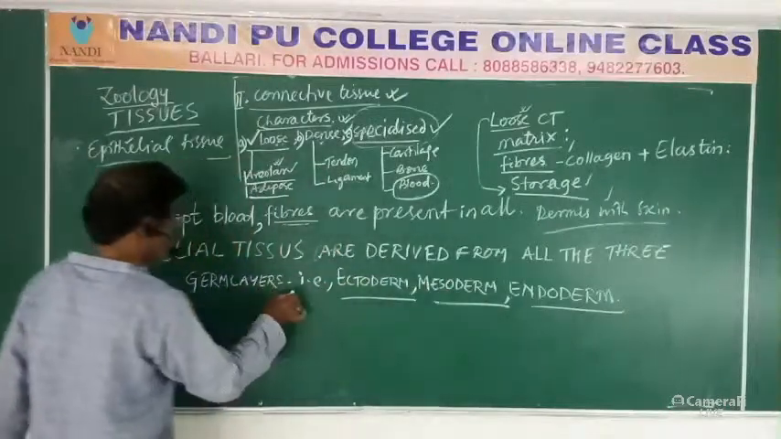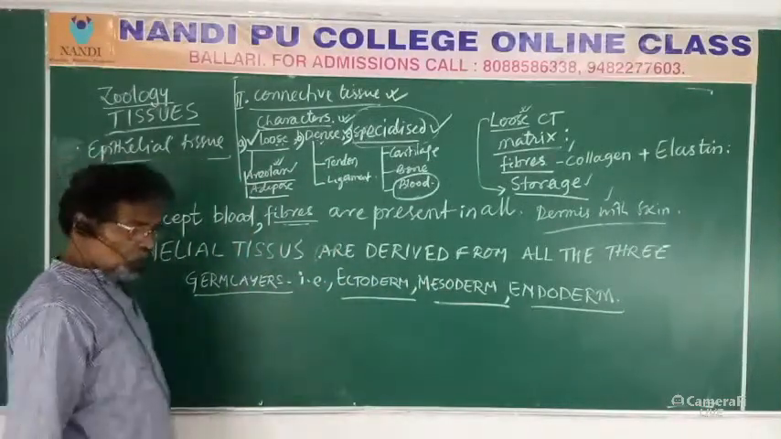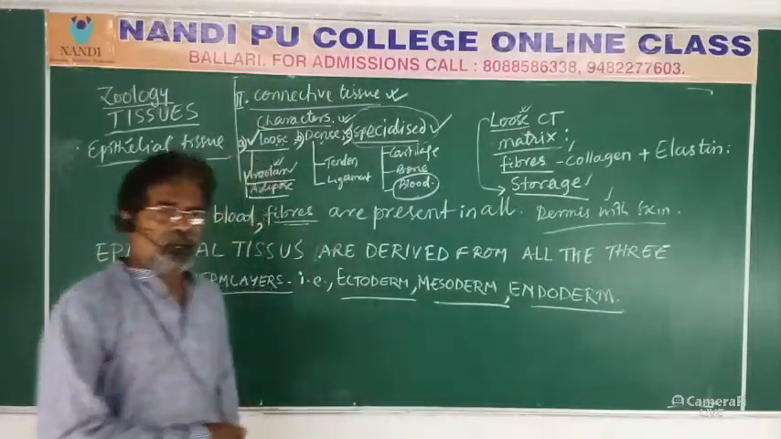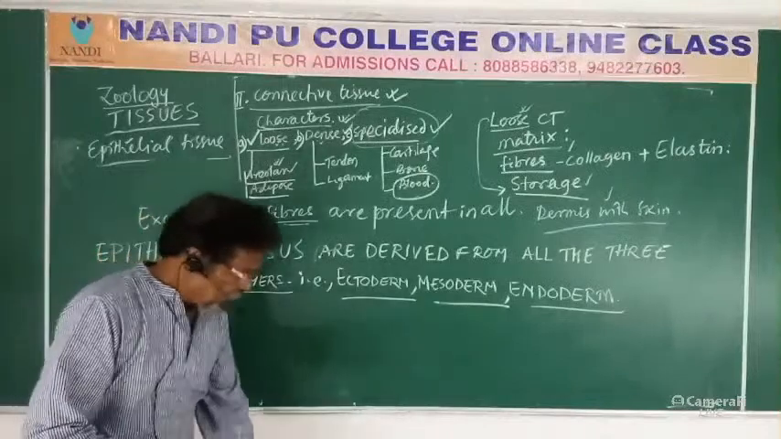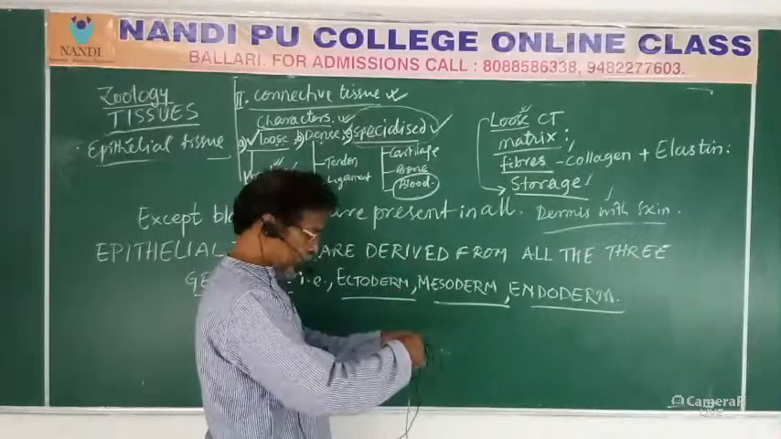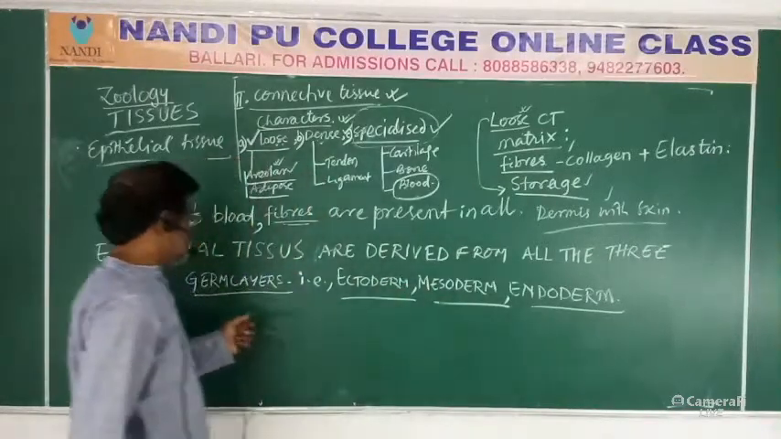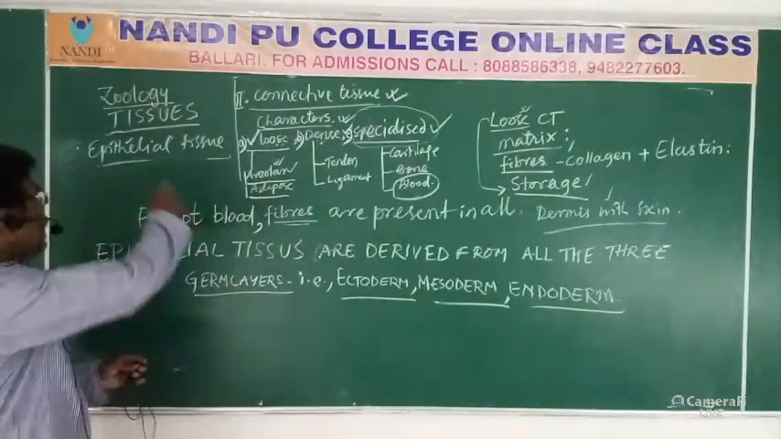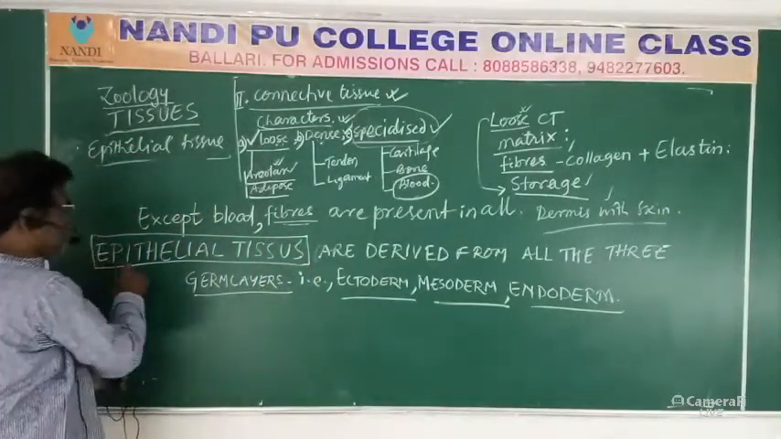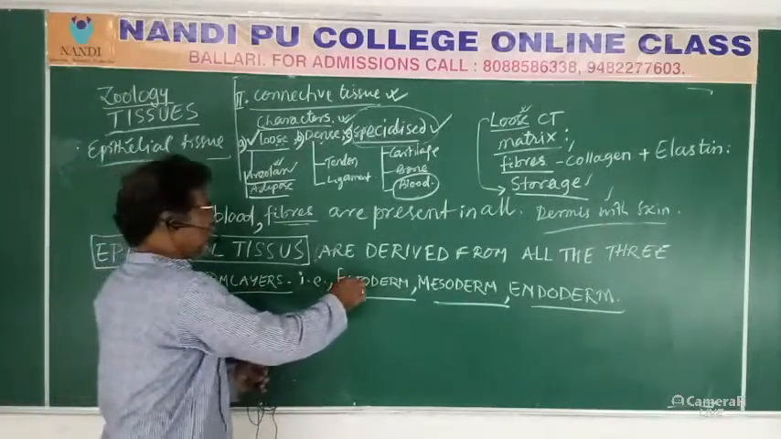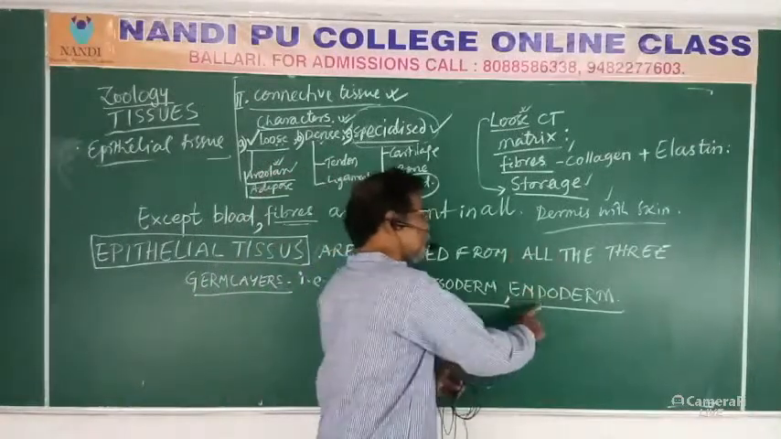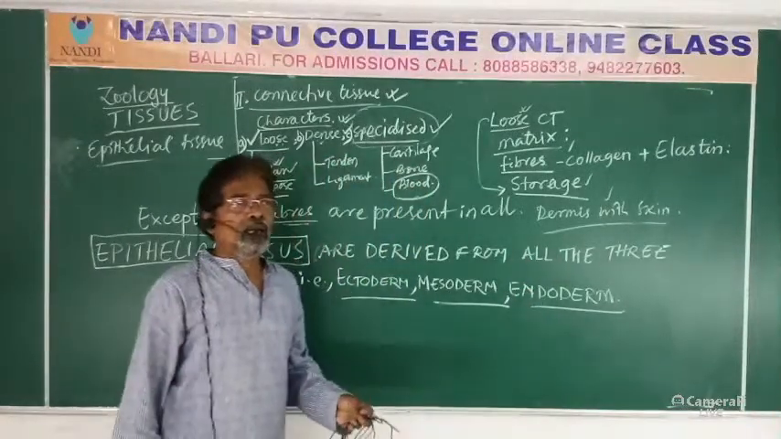These three are called as germ layers, remember. So our bodies, all organs, everything is made up of these things only. All the cells are derived either from ectoderm or from mesoderm or from endoderm. So these three are called as germ layers. Am I clear? Epithelial tissue are always or can be originated, they can be derived either from ectoderm or from mesoderm or from endoderm. From anything they can be derived.